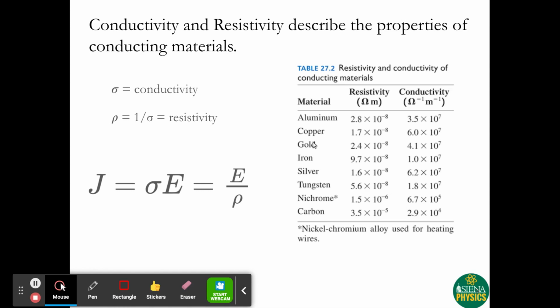Different materials have different properties, and so some are better conductors than others. If we apply an electric field to the wire and want to know how much current we get out, it depends on the conductivity or the resistivity. It's proportional to the conductivity, or 1 over the resistivity.